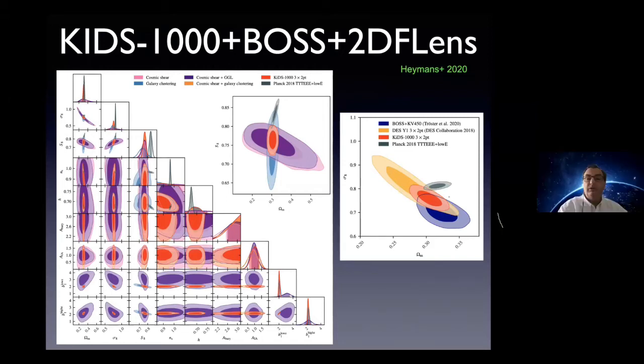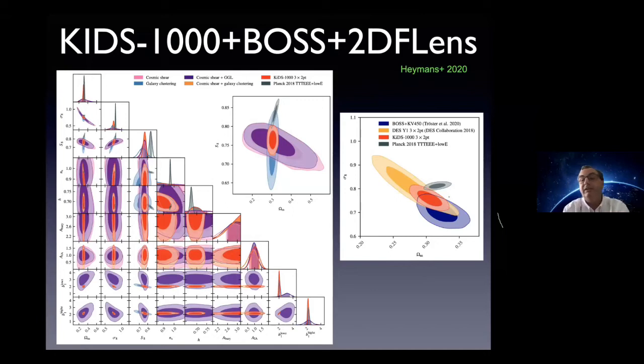So the first is the constraint on S8 and omega m that you see in the inset of the right-hand plot. What you see is what happens when they add more and more information. So the pink, for example, is weak lensing alone, and the red contours, which are much smaller, correspond to the constraints when they had the clustering as well and the cross correlation. And you see that the contours become quite small. They compare to the Planck contour.